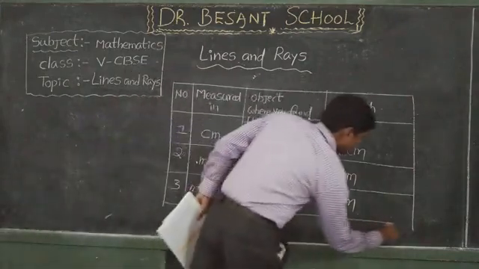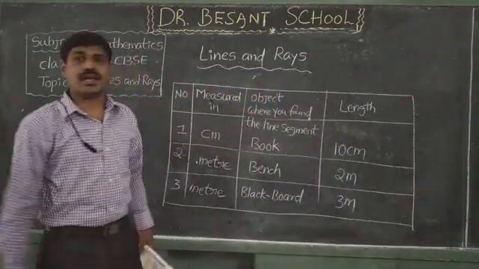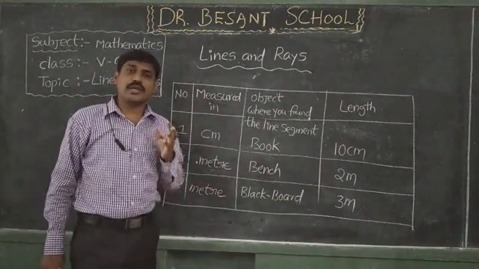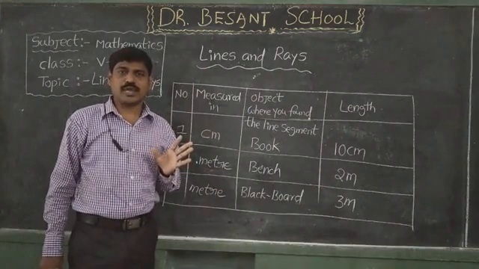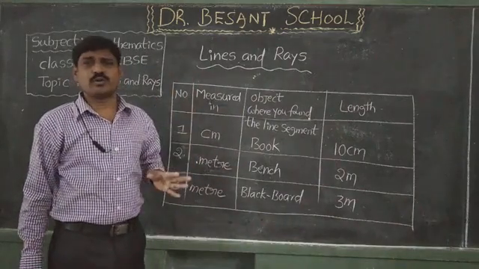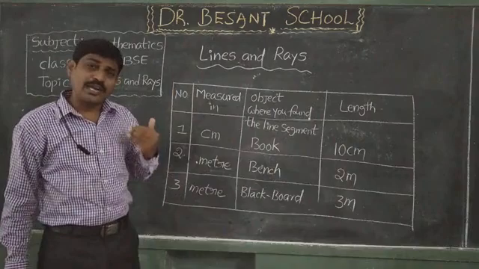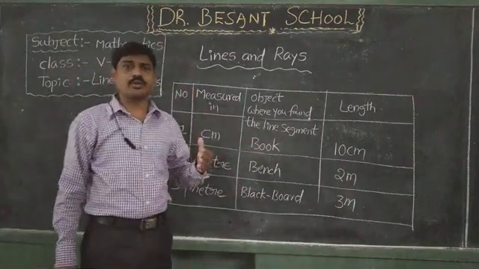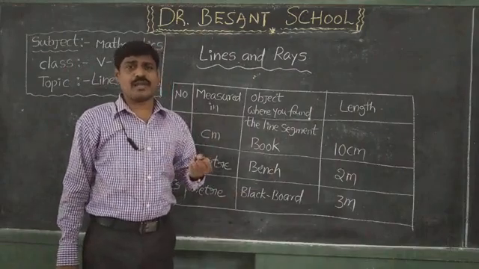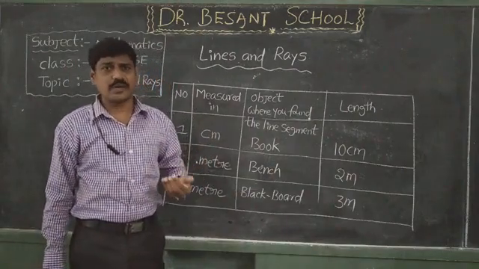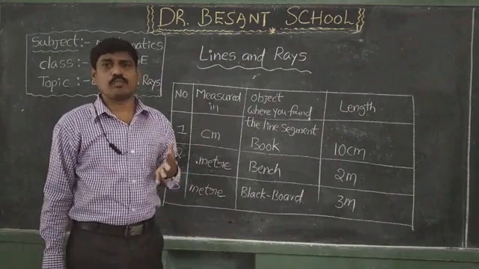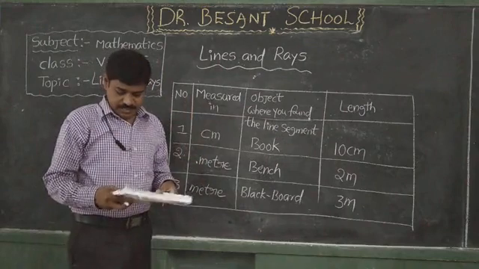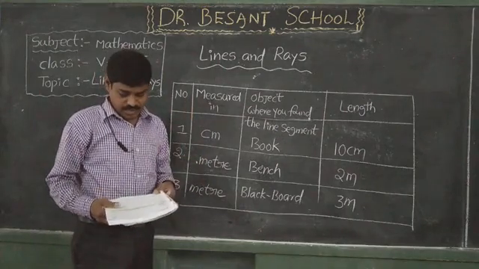This is the activity I have done here. Like this, you have to do it. There is no need to copy the same thing. You can do this activity according to the availability of objects from your surroundings or in your home. Understood or not? So this is page number 7.